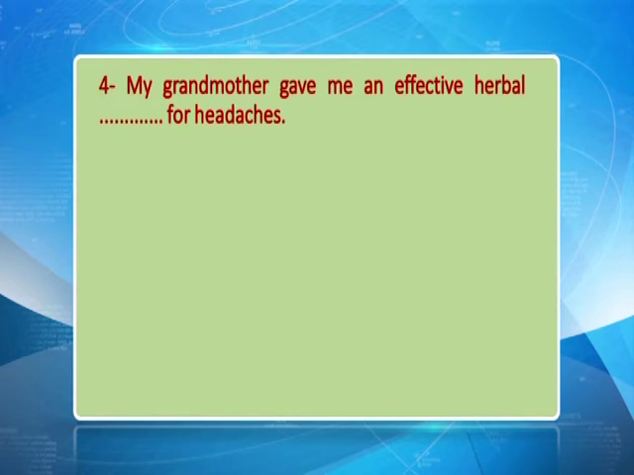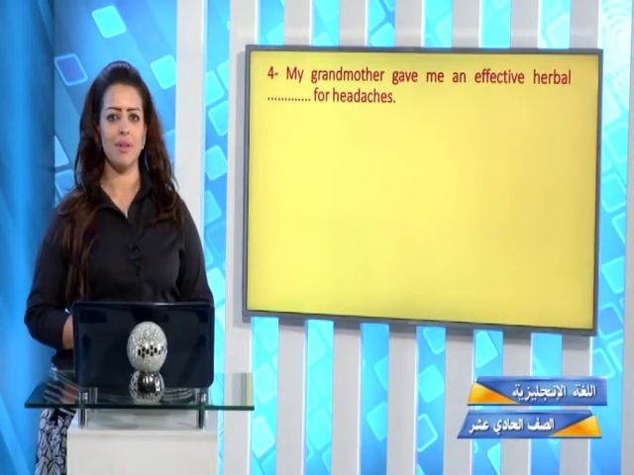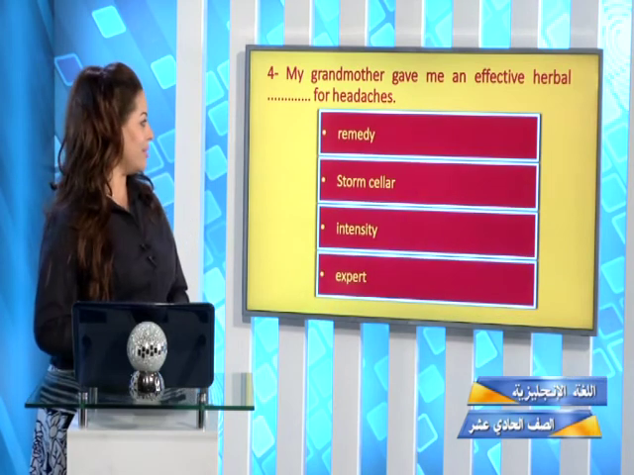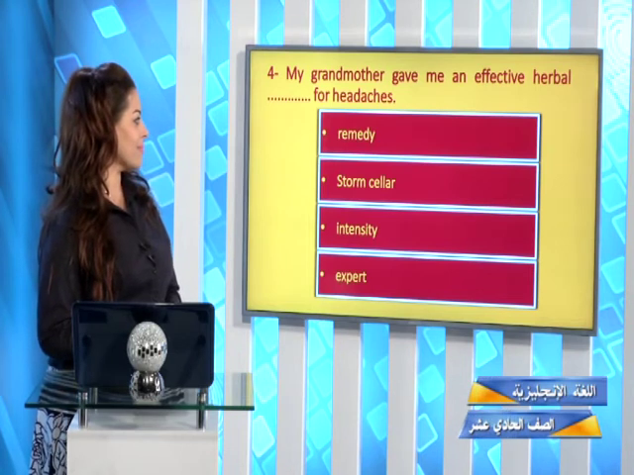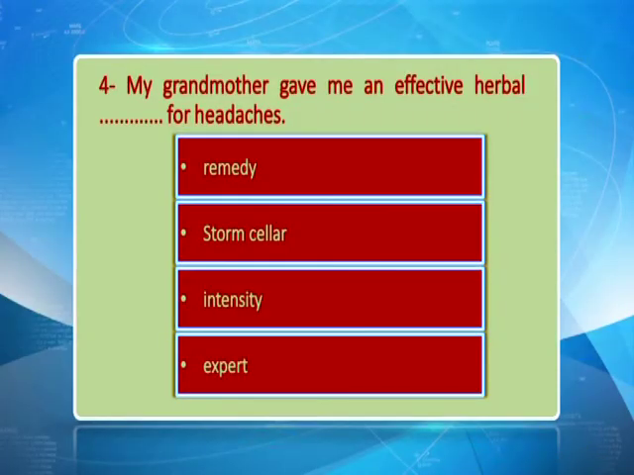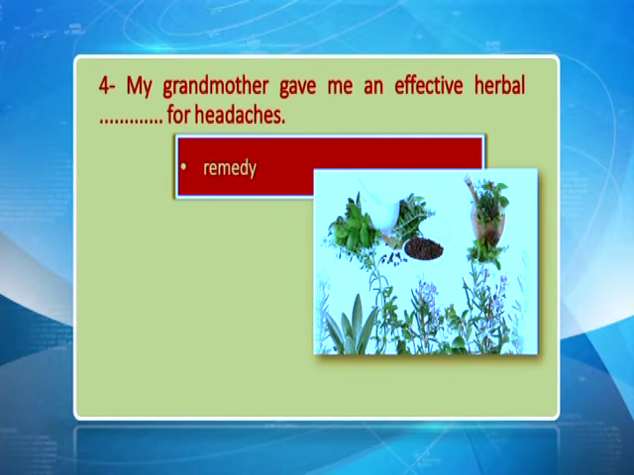Our last question over here. The sentence is, my grandmother gave me an effective herbal for headaches. Read the words. We have remedy, storm cellar, intensity, and expert. Which one do you think? Storm cellar? Or do you think it's expert? Or is it remedy? It's remedy. Well done. My grandmother gave me an effective herbal remedy for headaches. Over here, remedy means like medicine.